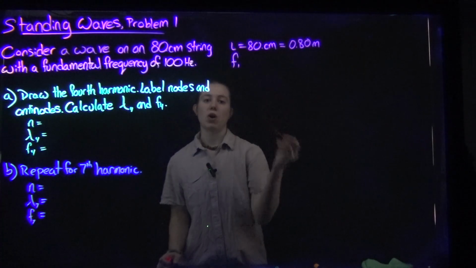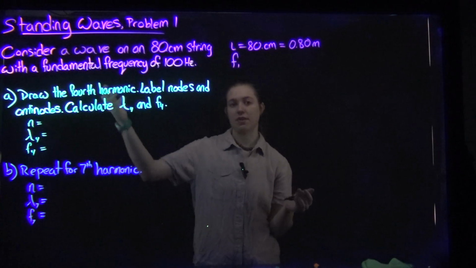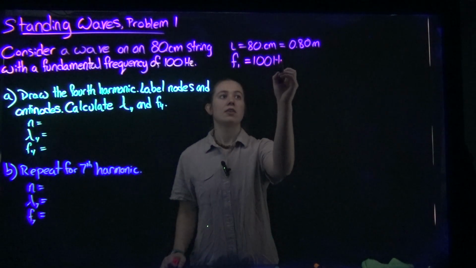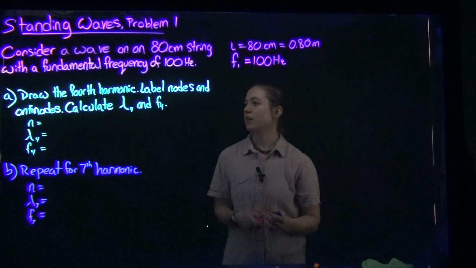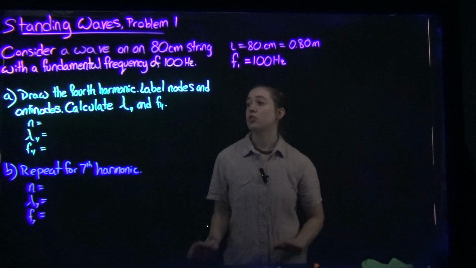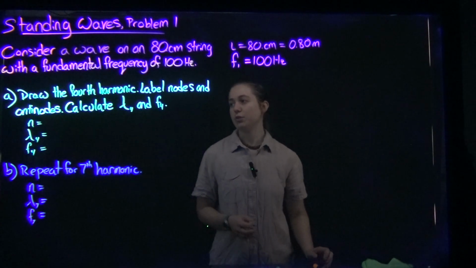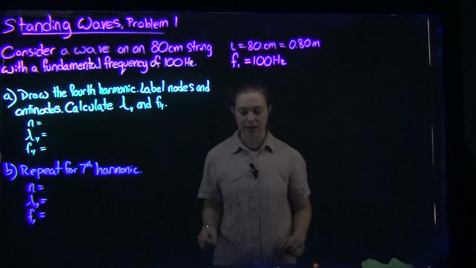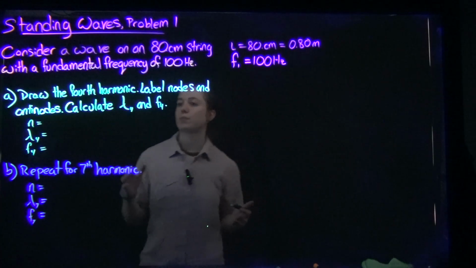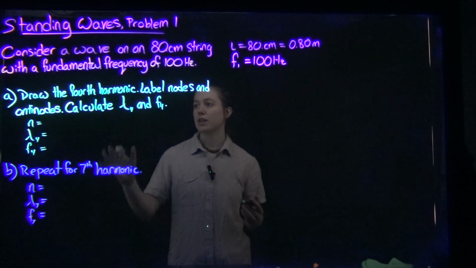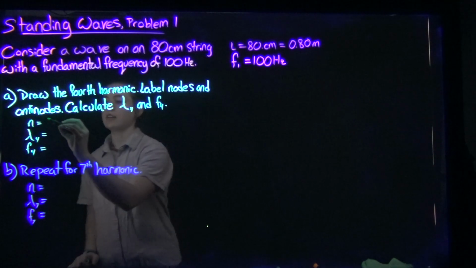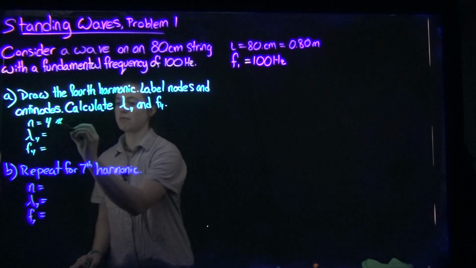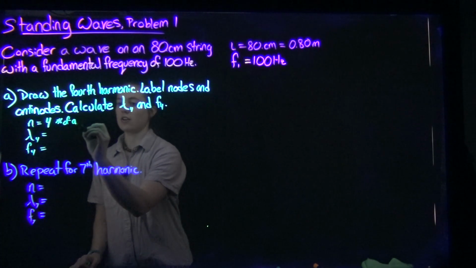That tells us F1, the first harmonic, which is the fundamental frequency, is 100 hertz. All right, so in part one, we're asked to draw the fourth harmonic, label all nodes and antinodes, and then calculate the wavelength and the frequency of the fourth harmonic. So a good thing to remember is that for the fourth harmonic, n is 4. n is pretty much just the number of the harmonic, and it tells us the number of antinodes.